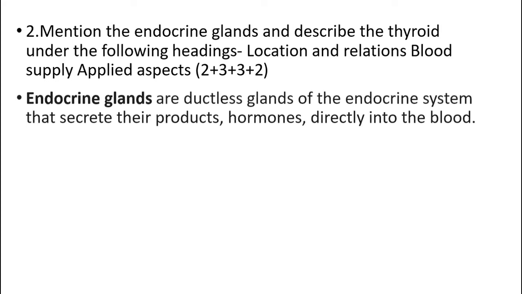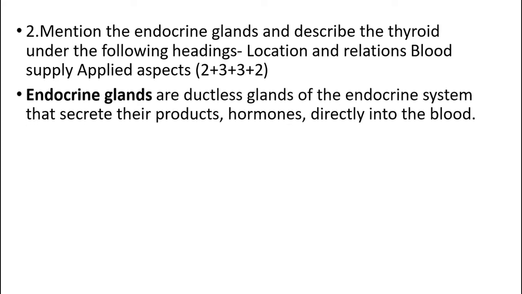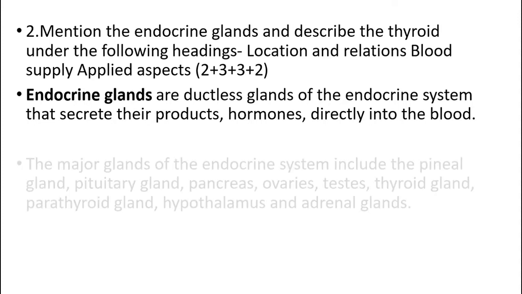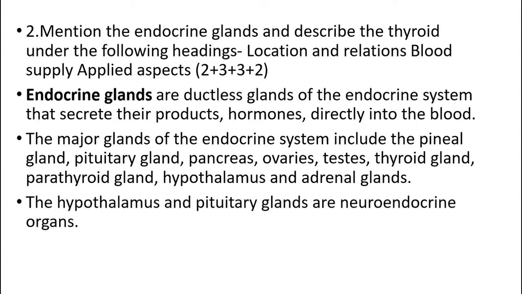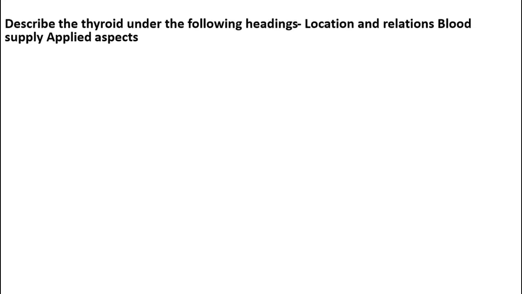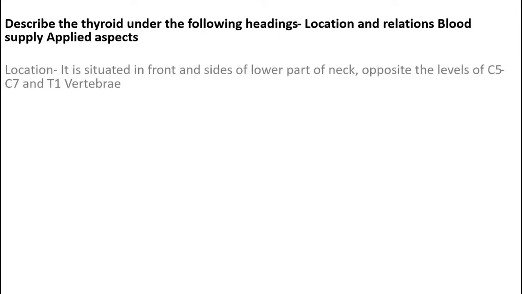Endocrine glands are ductless glands of the endocrine system that secrete their products, hormones, directly into the blood. The major glands of the endocrine system are pineal gland, pituitary gland, pancreas, ovaries, testes, thyroid, parathyroid, hypothalamus, and adrenal gland. Among these, hypothalamus and pituitary glands are neuroendocrine organs. And now we can see in detail the thyroid.